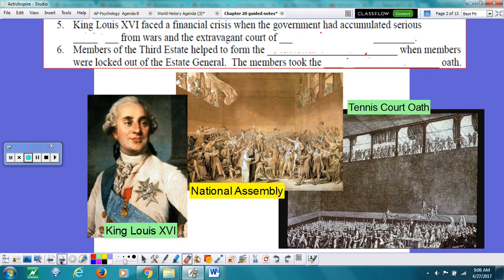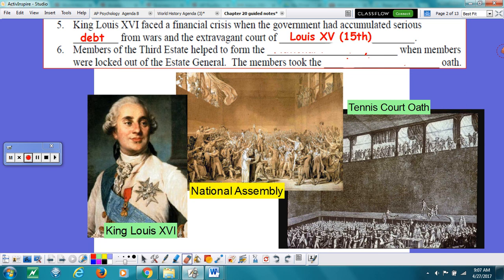France had had a series of kings known as King Louis. King Louis the 16th, that you see here pictured, his father, grandfather, and great grandfather all really were what I would call divine right monarchs. And really, even probably before Louis the 13th, they were probably all divine right monarchs. Louis the 16th faced a financial crisis when his government had accumulated serious debt from wars and the extravagant court of his father, Louis the 15th. We're going to talk a little bit about this extravagant court, the Palace of Versailles, in a minute.